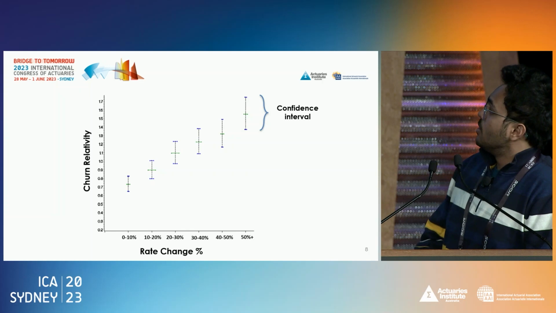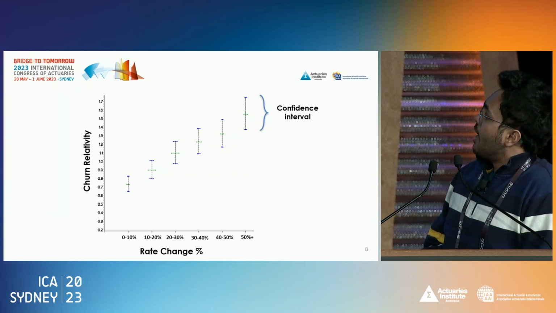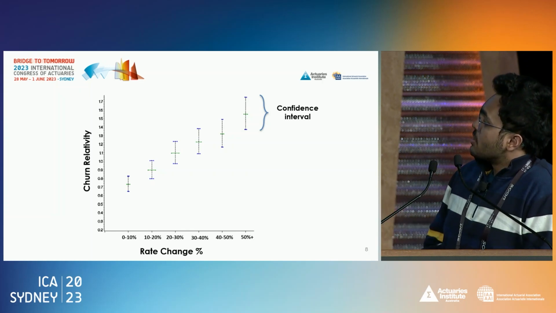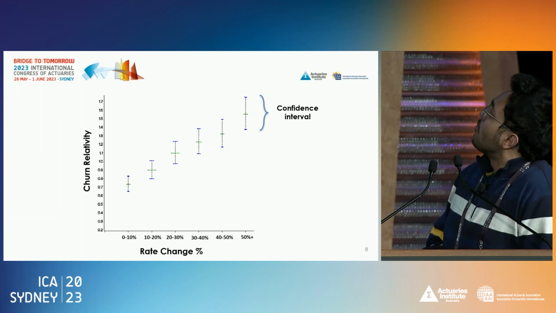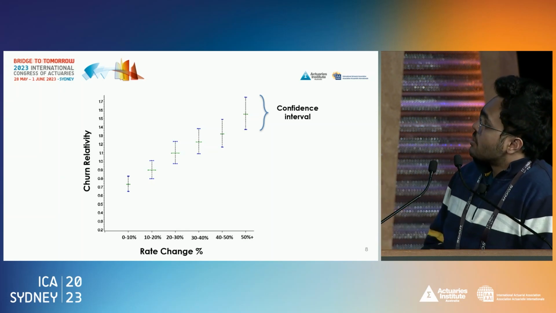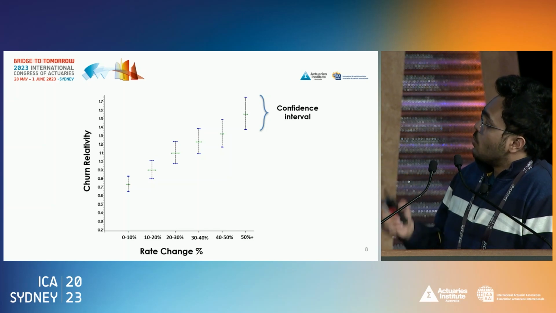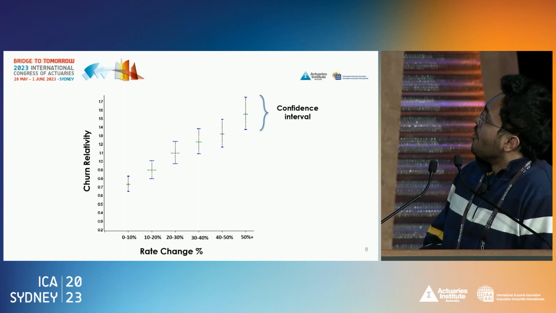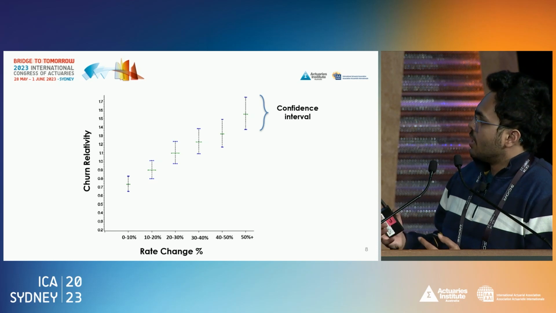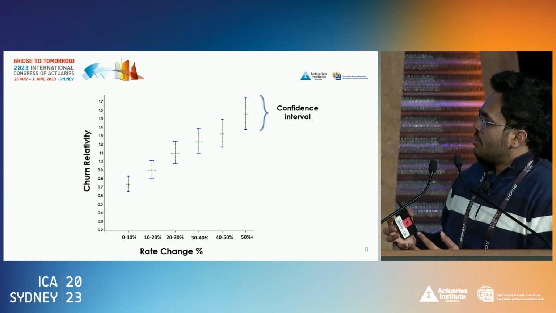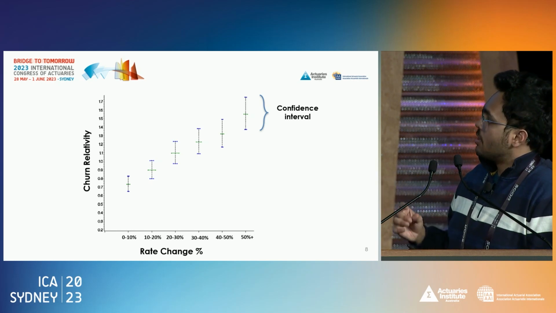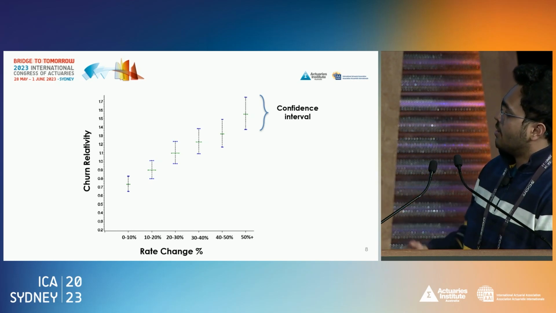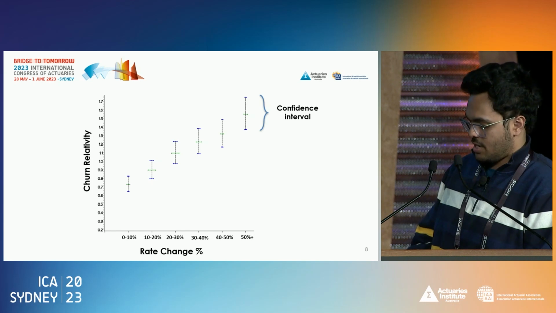So this is a visual diagram, and this represents only a univariate chart of how the rate change interacts with the churn relativity. But in reality, a machine learning model is used to model the interactions between all the different customer segments and their reaction to rate change.